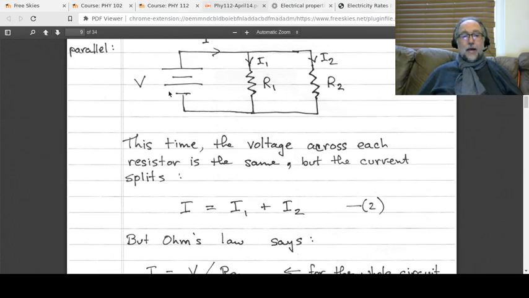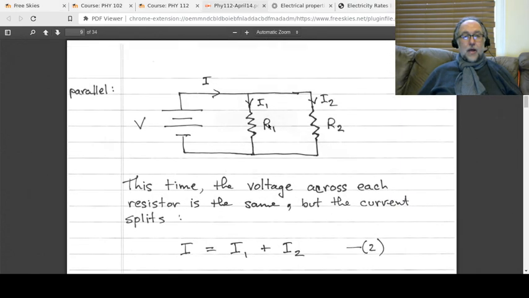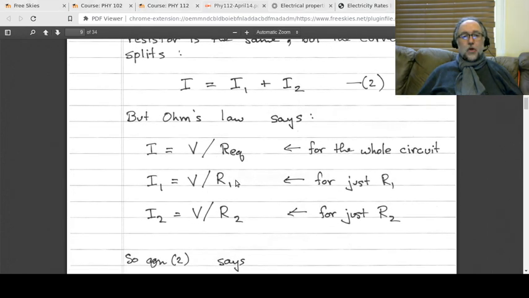Now we once again apply Ohm's law, but this time we want to eliminate the I's. The total I is going to be equal to the voltage across the whole circuit divided by the equivalent resistance of the whole circuit. Pick one resistor, R1. Let me just show you the diagram again. I1 is going through R1 and I2 is going through R2. The current through R1 is V divided by R1, and the current through R2 is V divided by R2. Notice it's the same voltage for all of them.